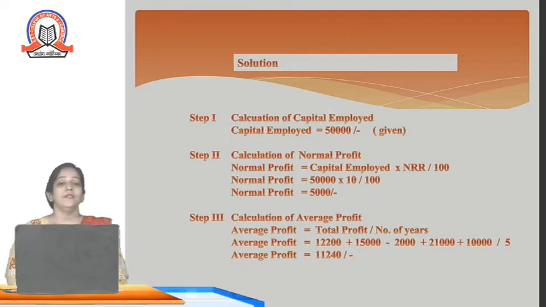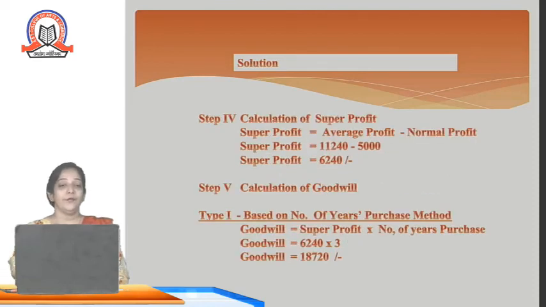Then we have step number 3, which is the calculation of the average profit. The formula for the same is total profit divided by number of years. In this also, if we have a loss, that loss is going to be subtracted and then we will be able to find the value for average profit. After this, the next step, that is super profit: average profit minus normal profit. That means step number 3 minus step number 2, and we will get the value for super profit.